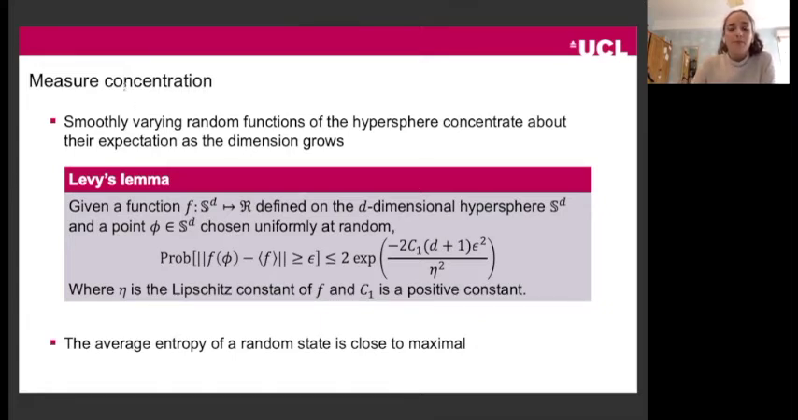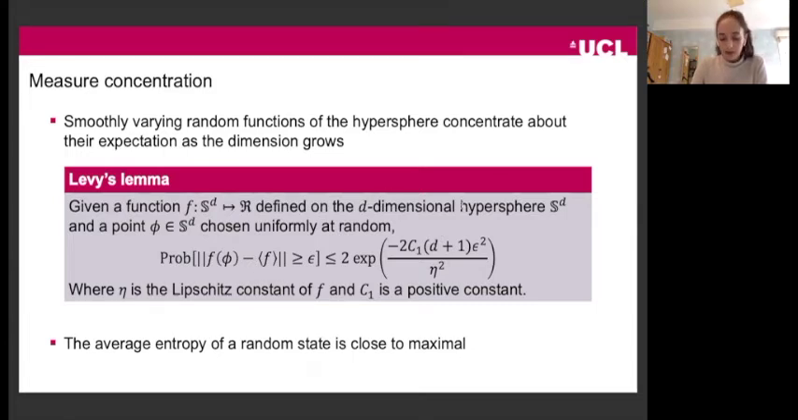So measure concentration, the recap is the idea that if you've got a smoothly varying random function on the hypersphere, that's going to concentrate about its expectation as the dimension of the hypersphere grows. And this is formalized by Levy's lemma, where the smoothly varying function is encapsulated in the Lipschitz constant of the function appearing in the bottom here. And then if I've got a function of a random state and I evaluate the function at random, the probability of the deviation of this function from its mean being large is going to decrease exponentially as I increase the dimension of the hypersphere.